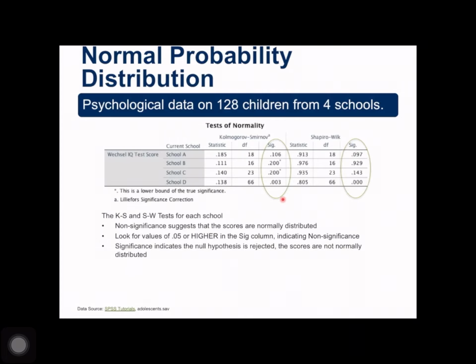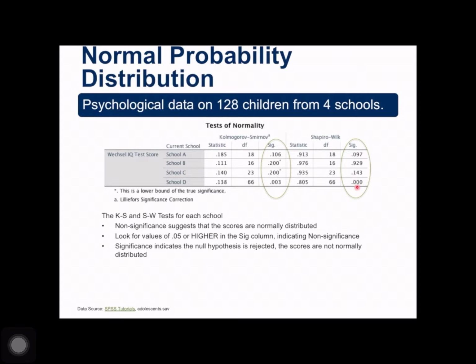Lastly, we can look at that by calculating a test of normality. This is the same KS and SW test that I'm going to show you how to get in SPSS. This is just another check. And what we're looking for is a non-significant test. I'm looking for non-significance on both of these. And for the first 3 schools, A, B, and C, they're non-significant. That's telling me that the IQ scores are fairly normally distributed, but school D is standing out.